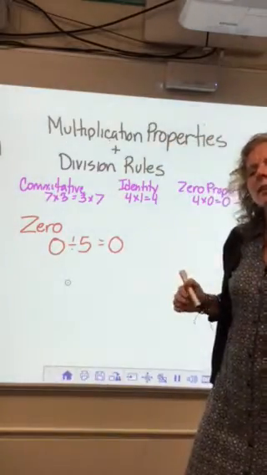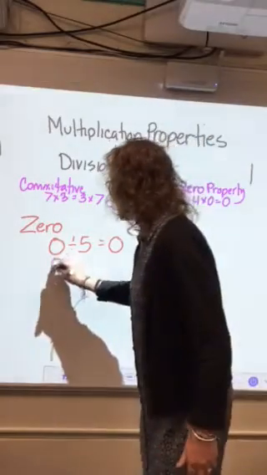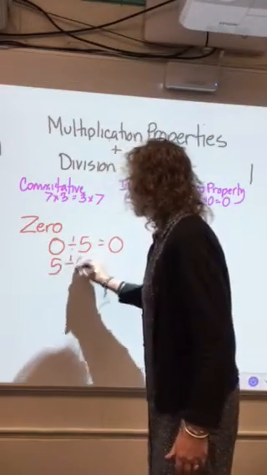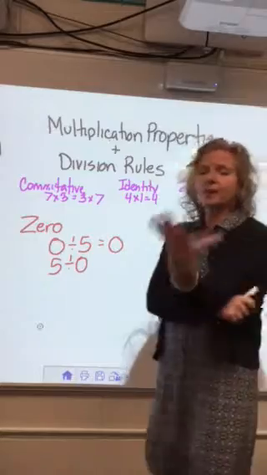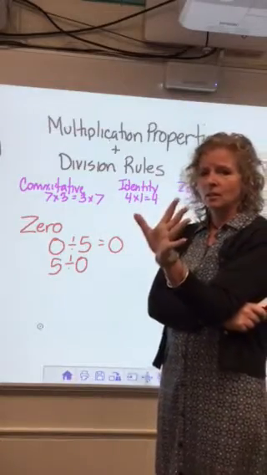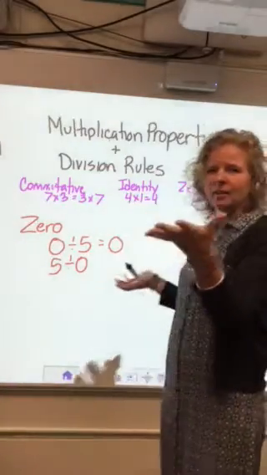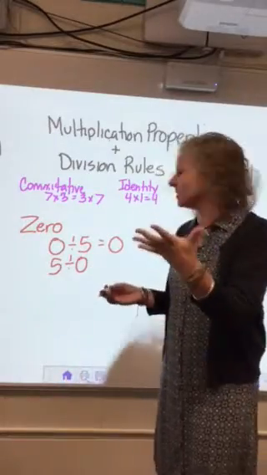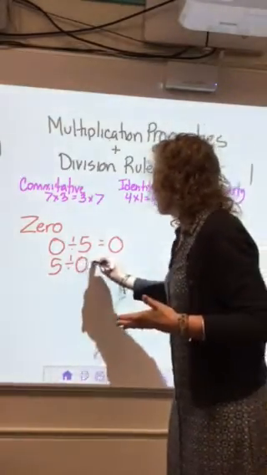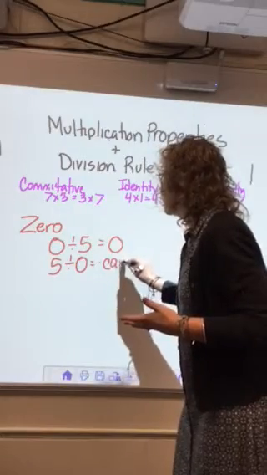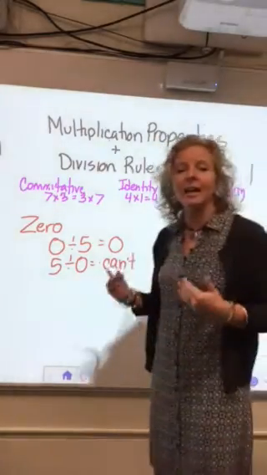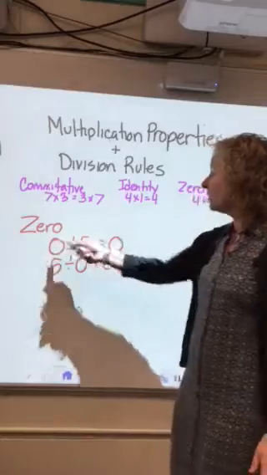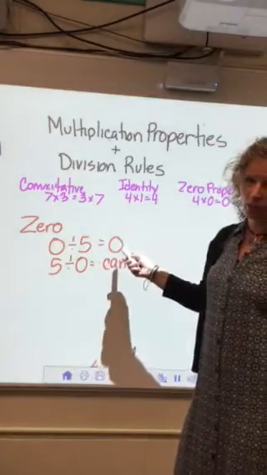Now this is where kids get confused. Suppose you do have 5 things and you try to break them into groups of zero. Well, here are 5 things. Can I magically break it into zero? No, I cannot make those 5 things disappear. So guess what? I can't divide by zero. It cannot be done. If I start with zero, I will end with zero in division.